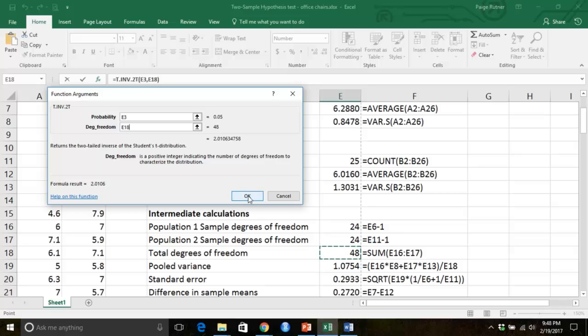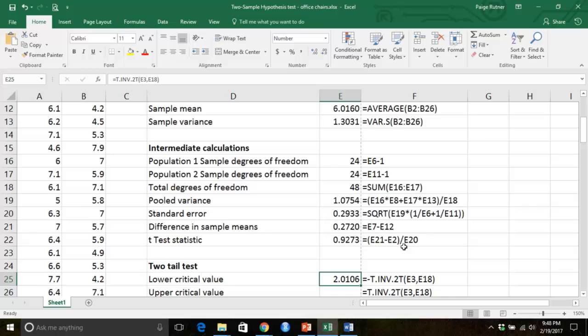Remember, degrees of freedom is based on sample sizes, and in this case we've got two samples to worry about, and so total degrees of freedom is n1 plus n2 minus 2. And so go ahead and click OK.